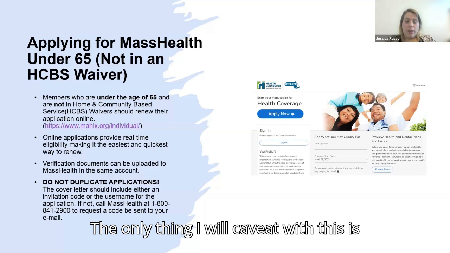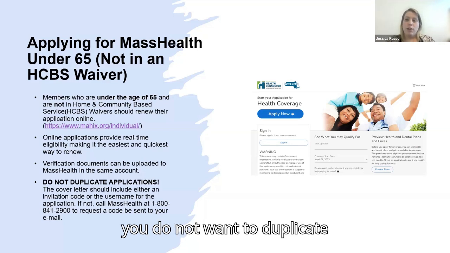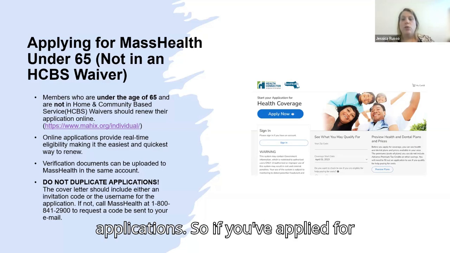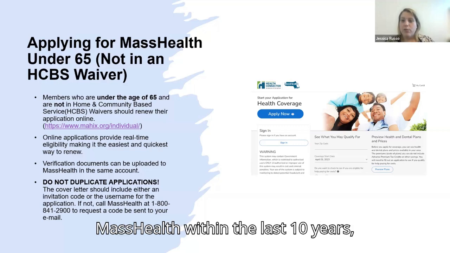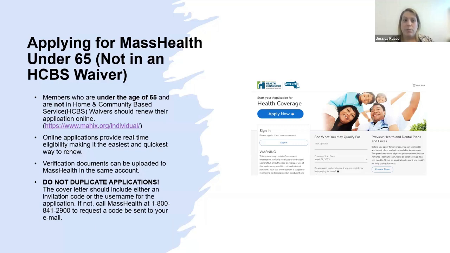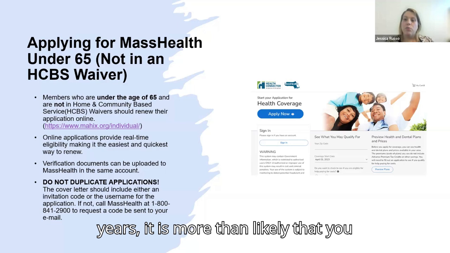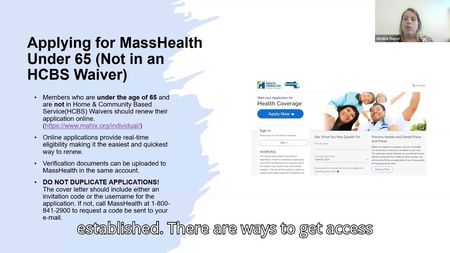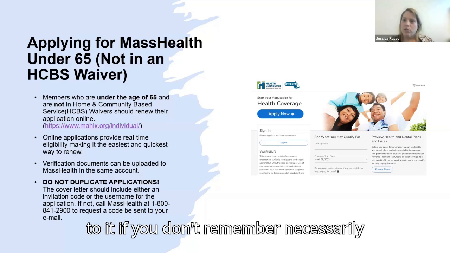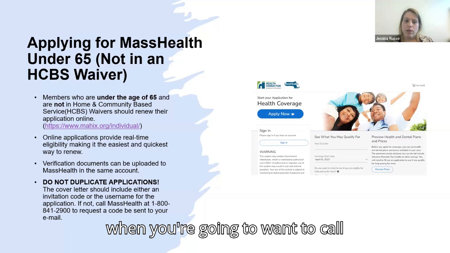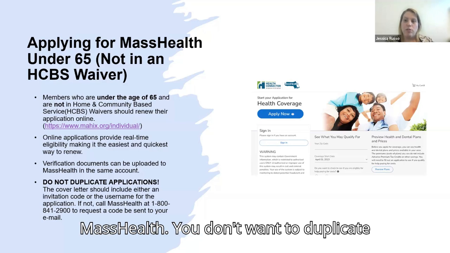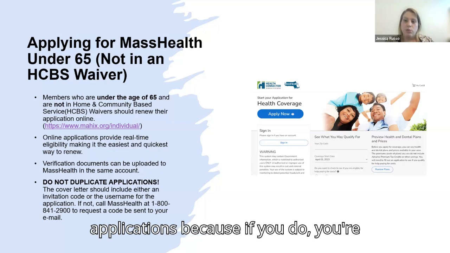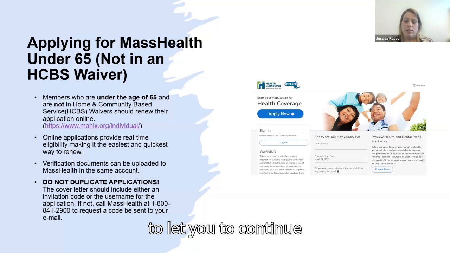The only thing I will caveat with this is you do not want to duplicate applications. If you've applied for Community Mass Health within the last 10 years, it is more than likely that you already have an online application established. There are ways to get access to it if you don't remember the username or the password, and that's when you're going to want to call Mass Health. You don't want to duplicate applications because if you do, you're going to get an error and it's not going to let you continue.